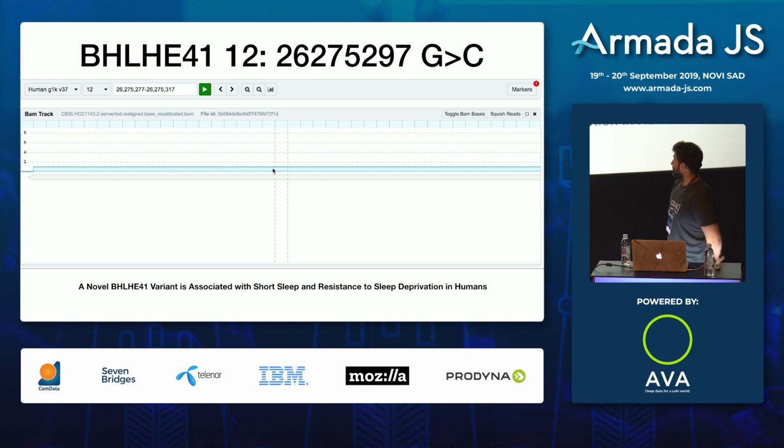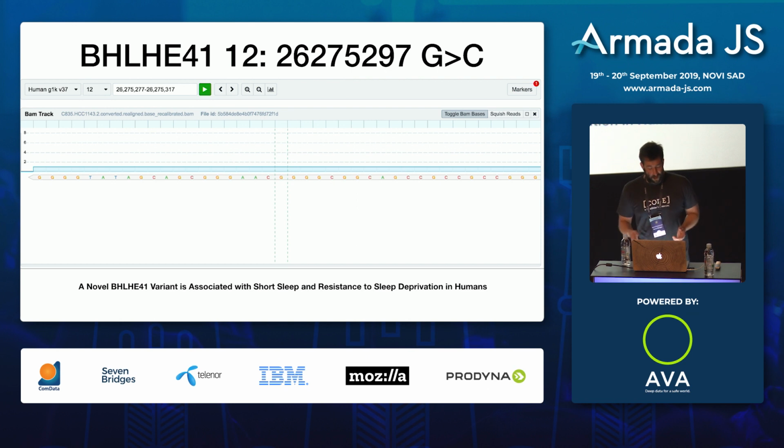So you can actually check by toggling bases. It's G. This mutation or variant is associated with short sleep and resistance to sleep deprivation in humans. That basically means if you have C instead of G here, you could sleep 3 hours and feel very well in the morning. You could go out partying, or coding all night, and come back at 5, sleep 3 hours, and go fresh to work.